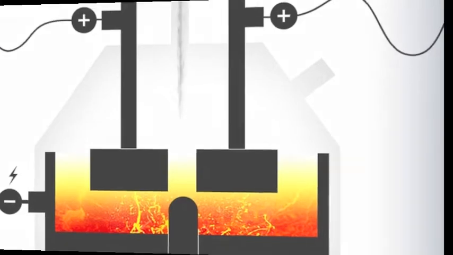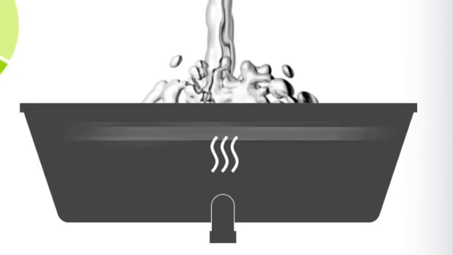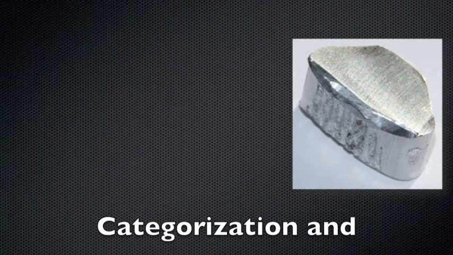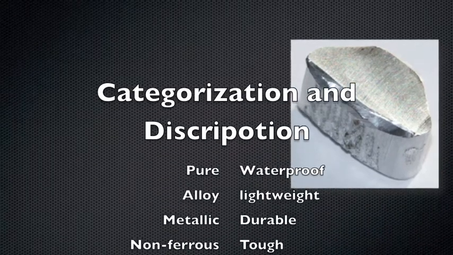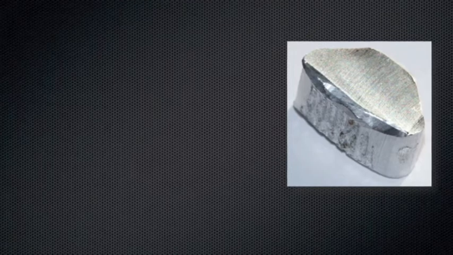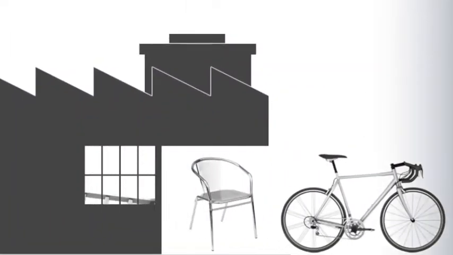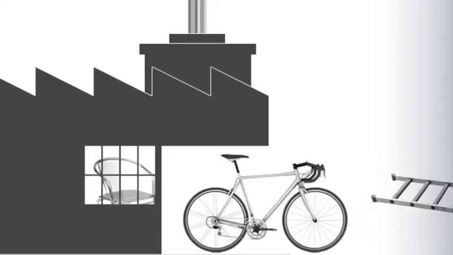The anode reacts with the oxygen in the alumina and forms liquid aluminium, and then it's cast into extrusion ingots for the shape it will be used for. Aluminium is a pure metal and non-ferrous. It's waterproof, lightweight, and durable. Aluminium can be used in cars, planes, leather, and chairs because it's easy to process.